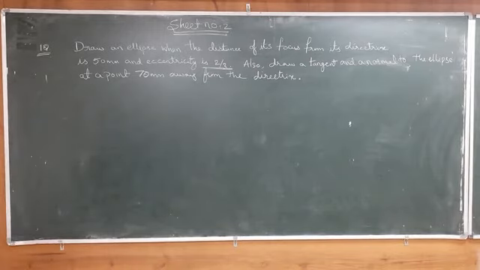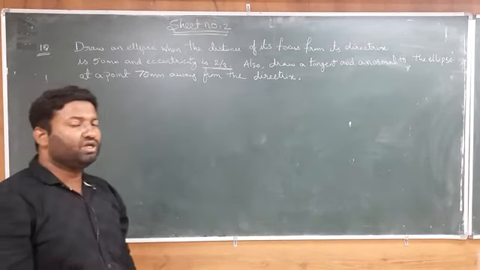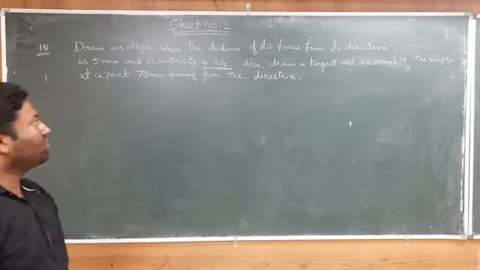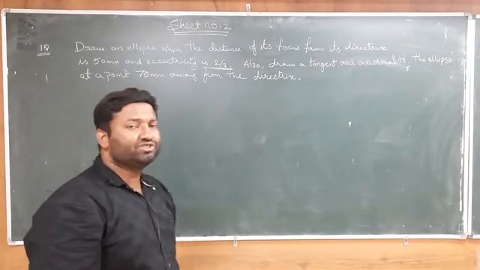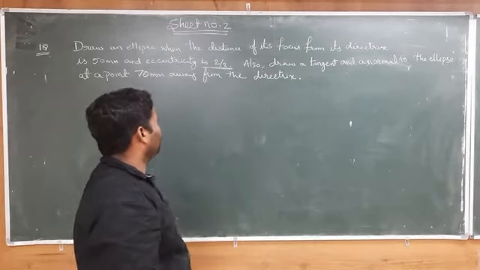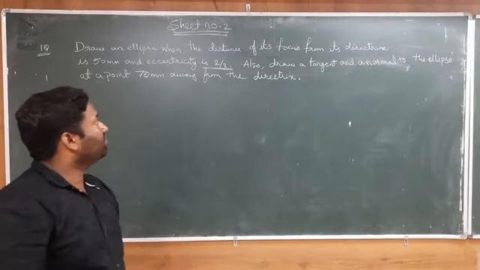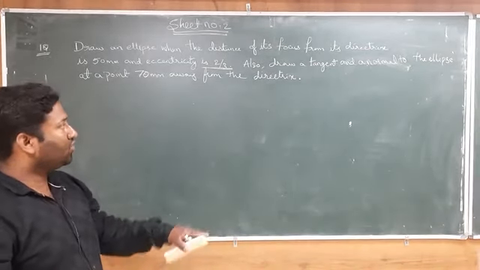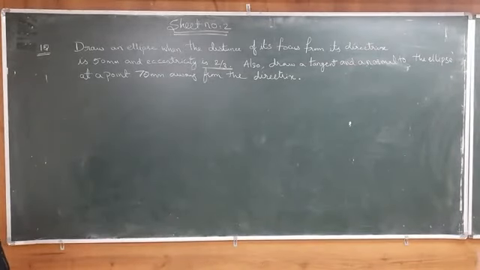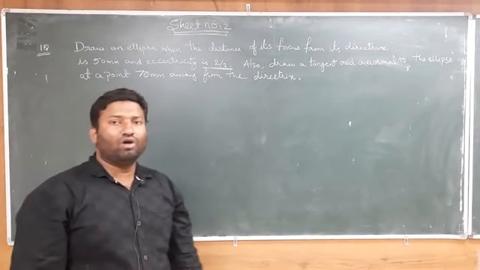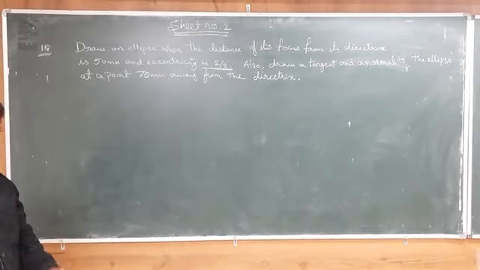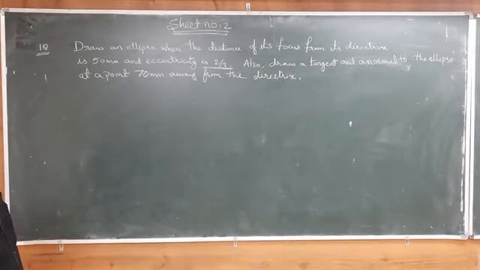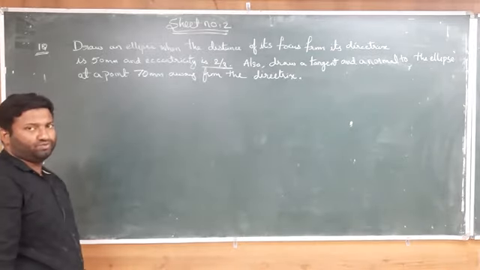So the question is, we have to draw an ellipse when the distance of its focus from its directrix is 50 mm and eccentricity is given as 2 by 3. After that, we have to draw a tangent and a normal to the ellipse at a point 70 mm from the directrix. Now, we will start how to draw an ellipse.